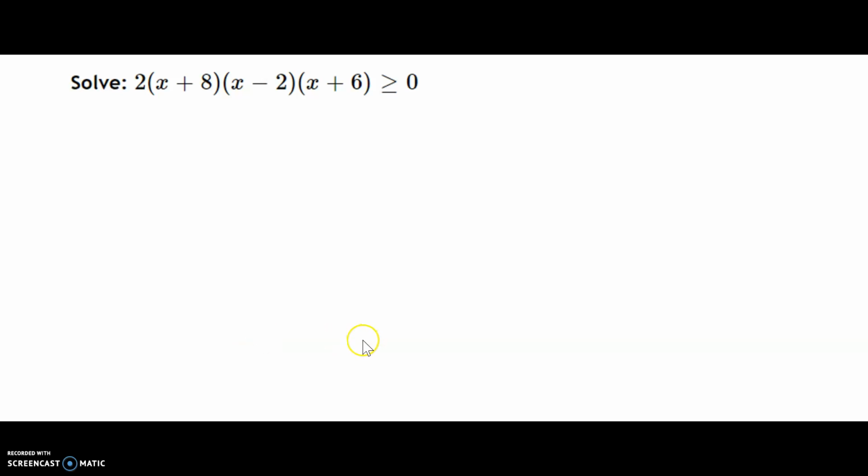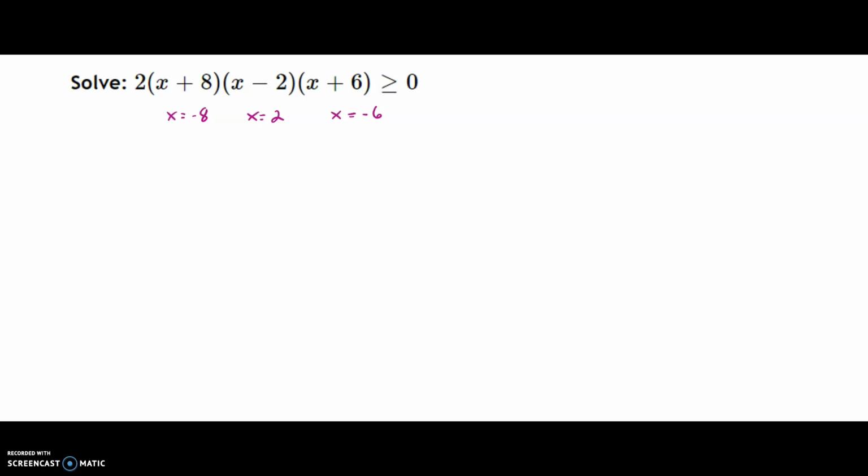Okay, to solve this inequality, this third degree polynomial here, regardless of the degree, we treat these all the same. We're going to break up our real number line by our zeros. So we have 3 zeros here, right? This factor, if we set it to 0, so I'm kind of skipping a step, would give me a 0 of -8, or an x-intercept. This one would give me an x-intercept of 2, and this one would give me an x-intercept of -6.